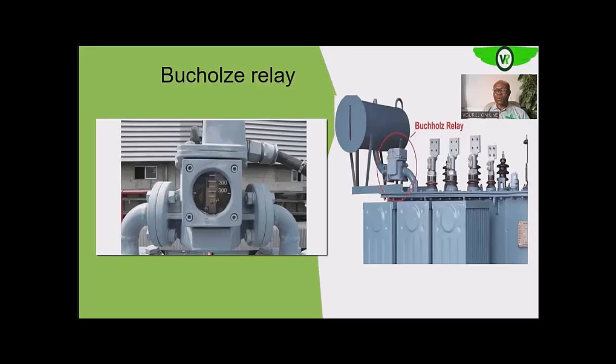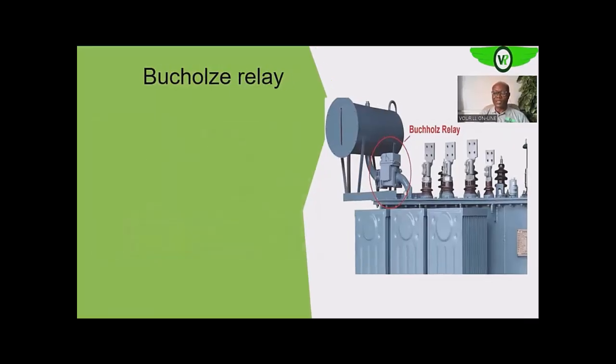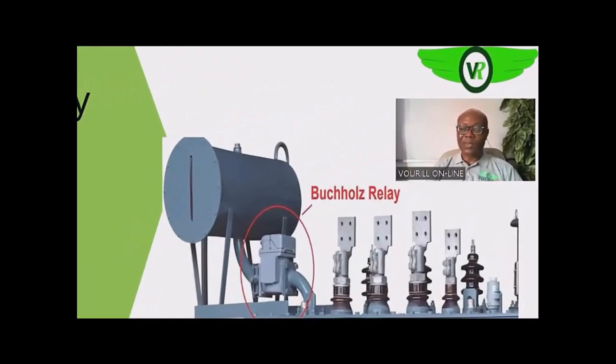So the other component that we want to talk of in the transformer is the Buchholz relay. The Buchholz relays are not in all transformers, especially the smaller units. You can't find them there. But as the size of the transformer gets bigger, we will need better protection, and it will be more cost effective to use the Buchholz relay. So you will find them in transformers that are very large, say from 500 or 750 kV upwards.